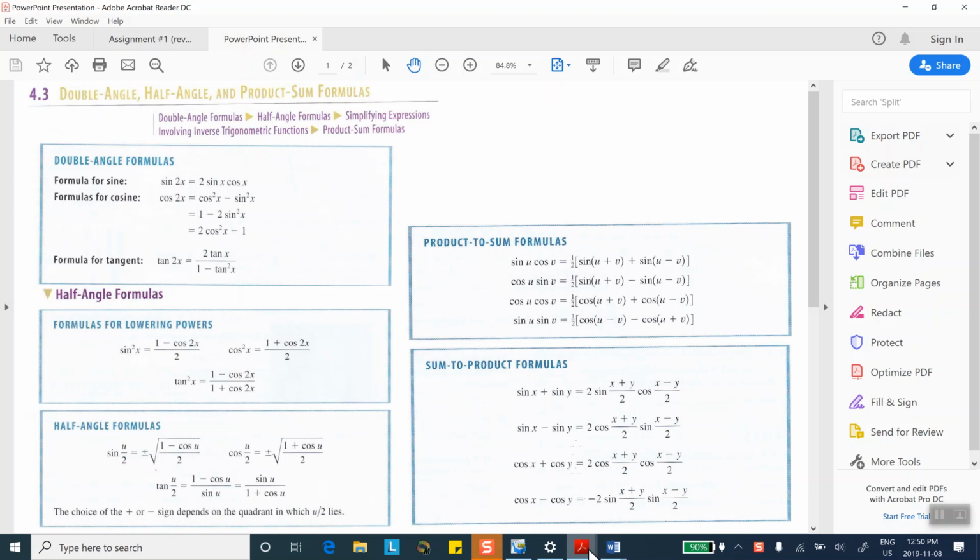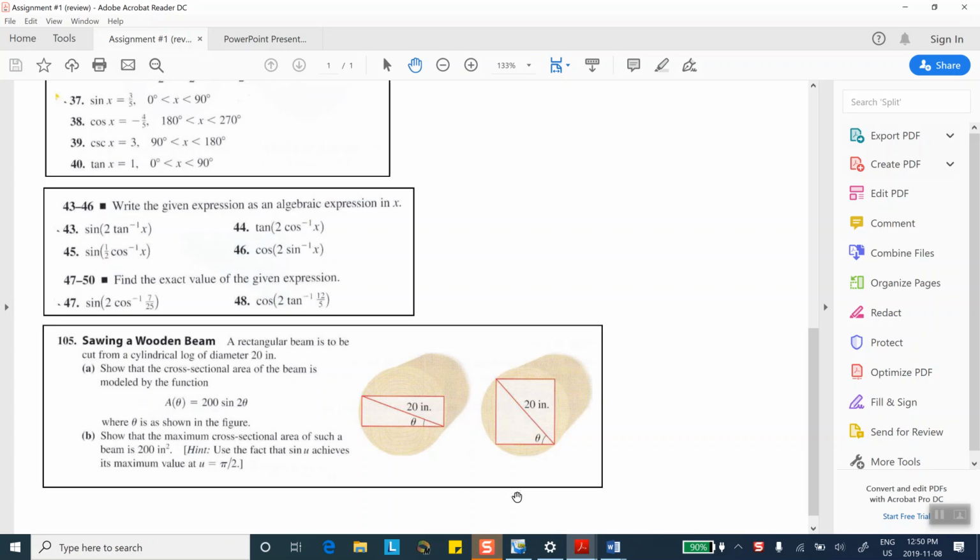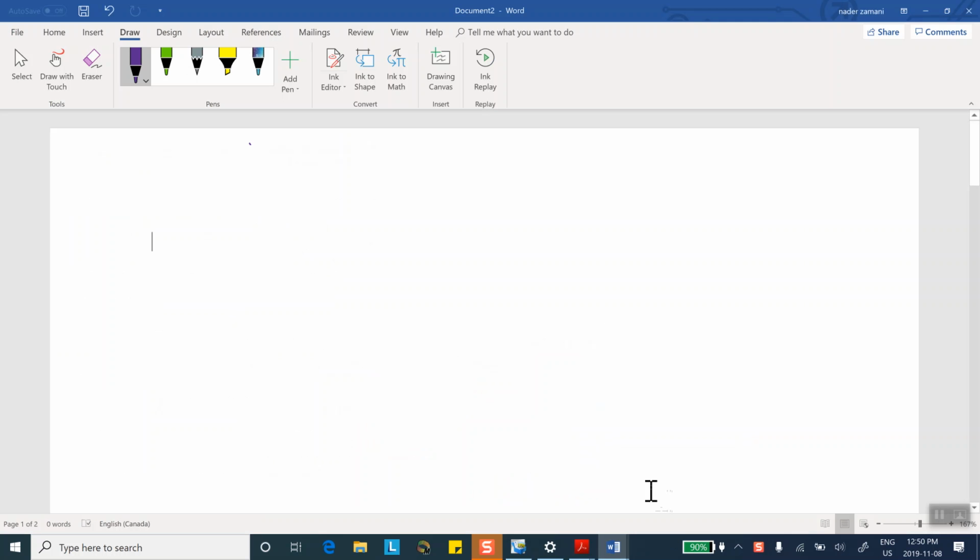Okay, this is the fourth and final video segment for the solution to homework number 15. We already did problem number 45, so we're going to work with number 46, which says: take the expression cosine of 2 sine inverse x.